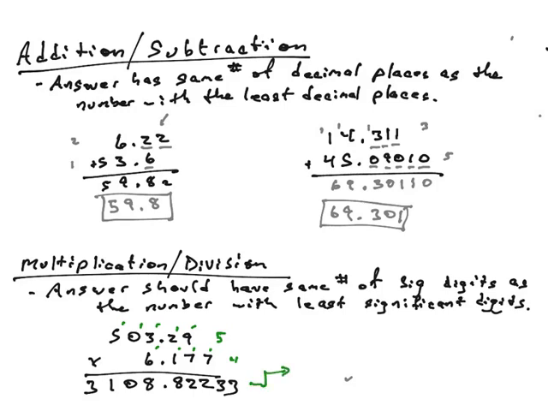So I have to round this to 4 digits, not places. So it's 3109. I can only have 4 significant digits. The 3, the 1, and the 9 are significant. The 0 between the 1 and the 9 is significant. So there we go. I don't put the decimal place. I don't have 4 decimal places after the decimal. That's addition. For multiplication and division, it's how many significant digits.